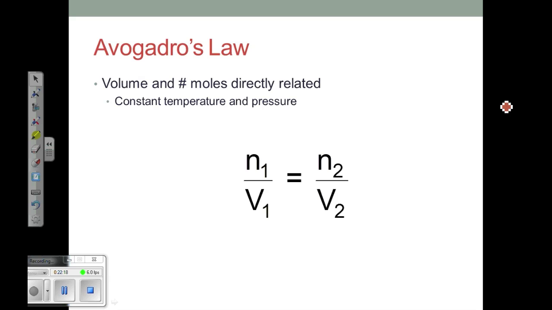Now next time, though, we're going to get into combining all of them to form one combined gas law. If you start putting more stuff in a container, you're going to eventually start needing a bigger container, right? What's N? N is the number of moles, while V is equal to volume.